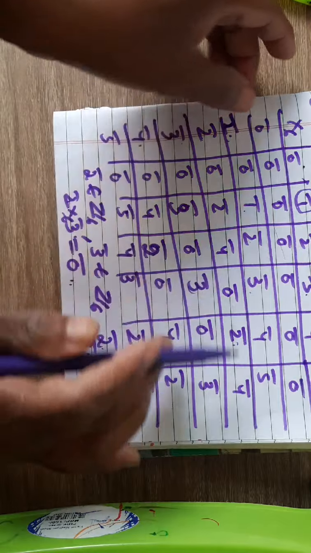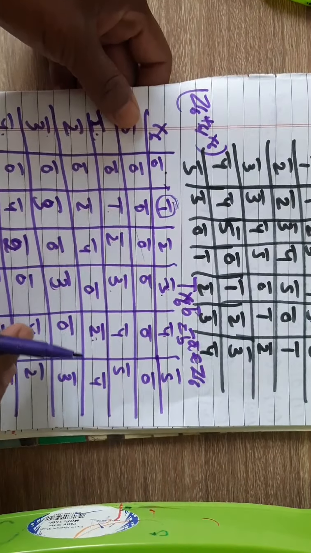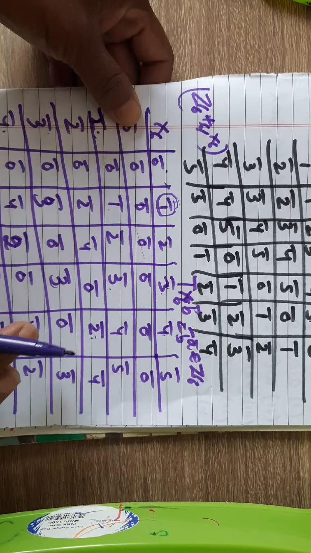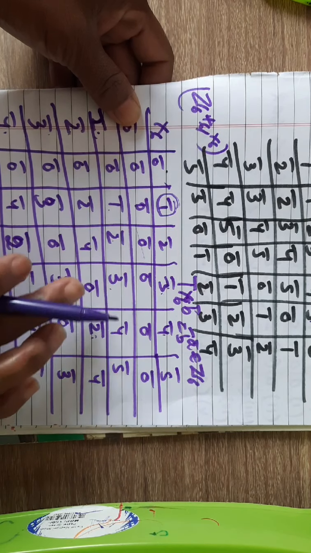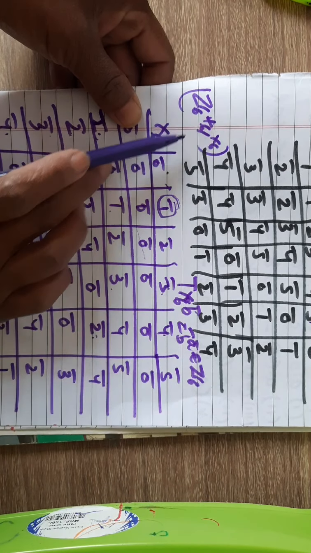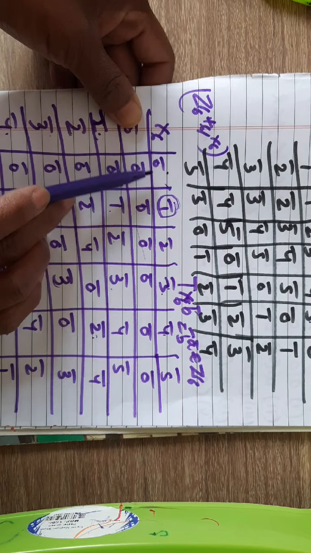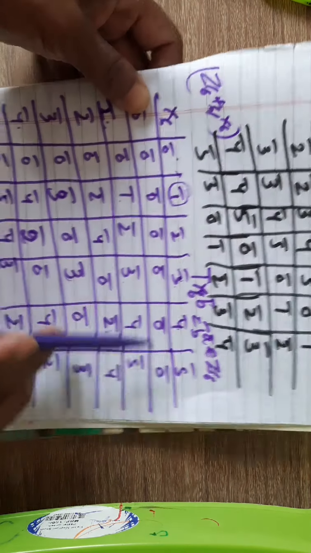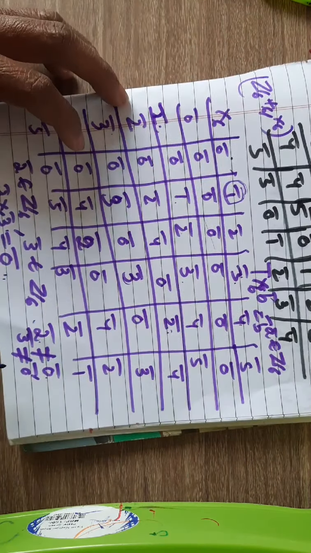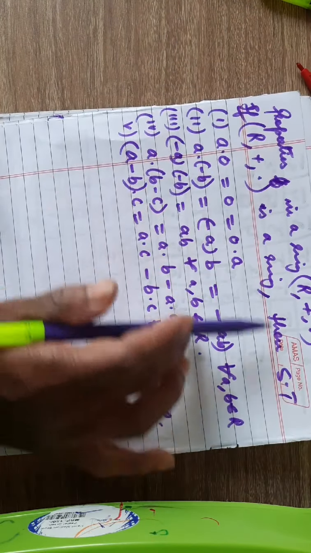So this is another example of a ring which has a zero divisor, or an example of a finite ring. Why is it a finite ring? Because it consists of only 6 elements: 0 bar, 1 bar, 2 bar, 3 bar, 4 bar, 5 bar, which has a zero divisor. Now let me come to the next one, that is the properties in a ring.